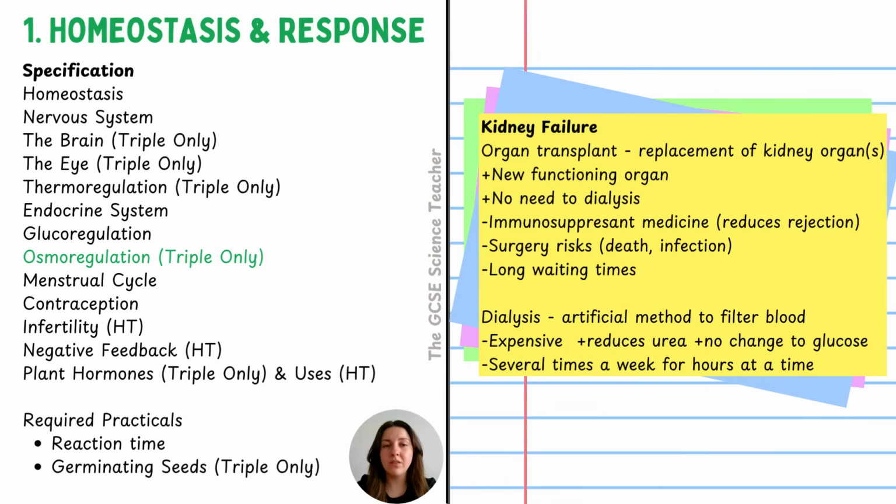Dialysis is an artificial method that we use to filter the blood of kidney failure patients. It can be expensive, but it reduces the urea in the person's blood, and there's no change to glucose concentrations here. There are also other negatives where you need to do this several times a week for hours at a time, so this can be life-altering.